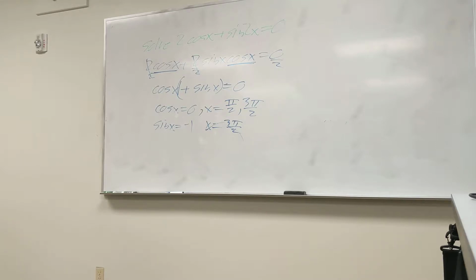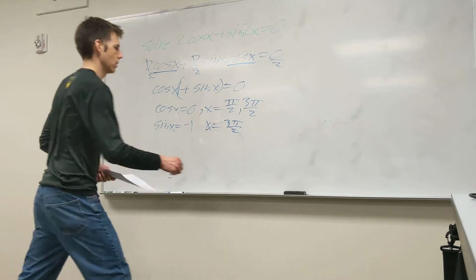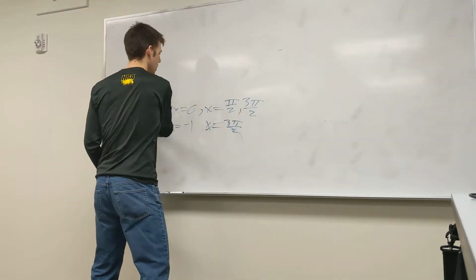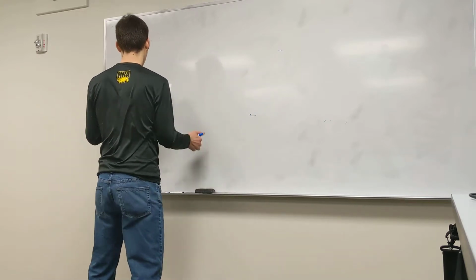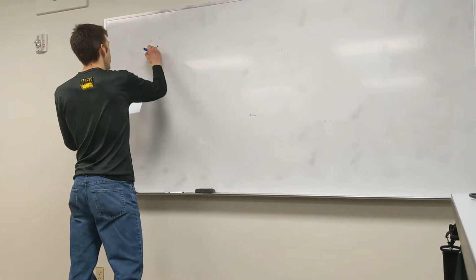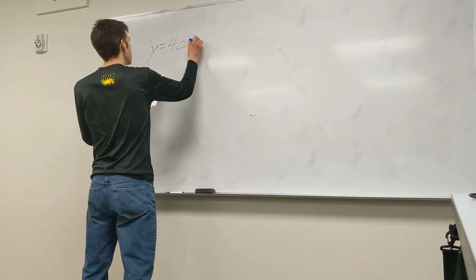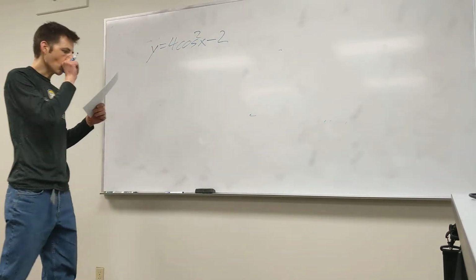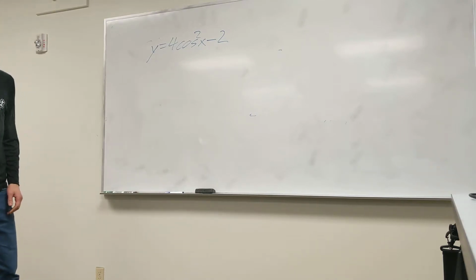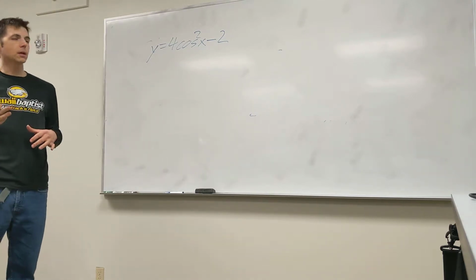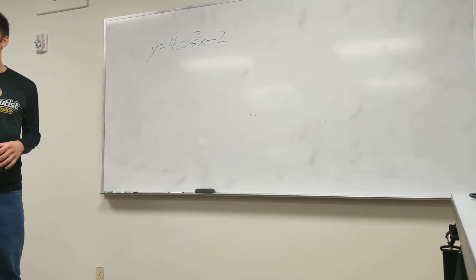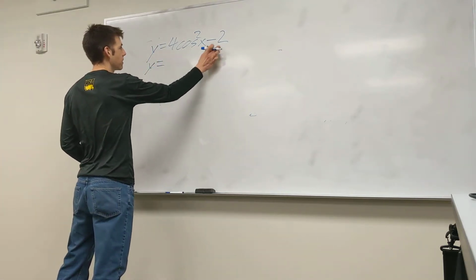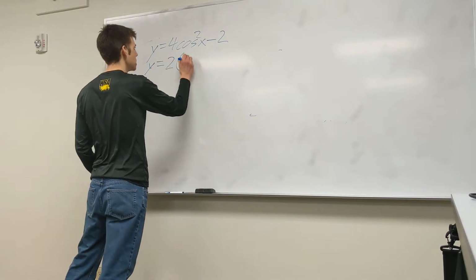And I've got to rewrite this into a double angle formula. Okay? So rewrite y equals 4 cosine squared x minus 2. You want us to do what with it? So I want to rewrite this into a double angle formula, right? So I get y equals, factor out that 2. That's the first and easiest thing, right?